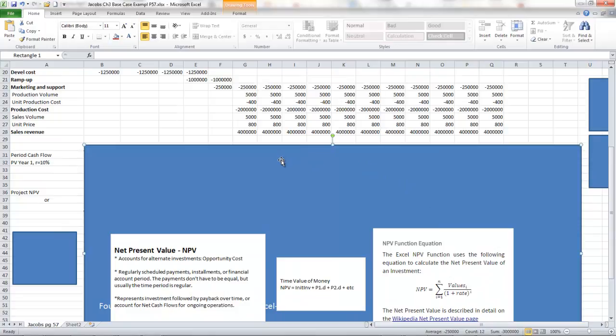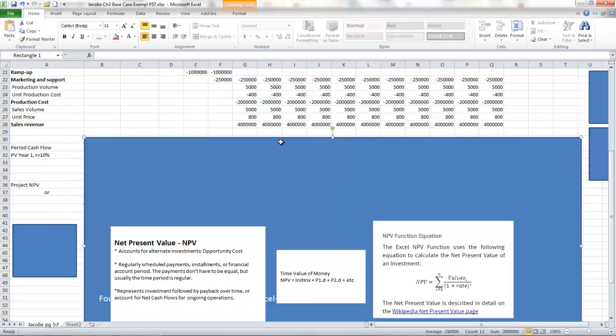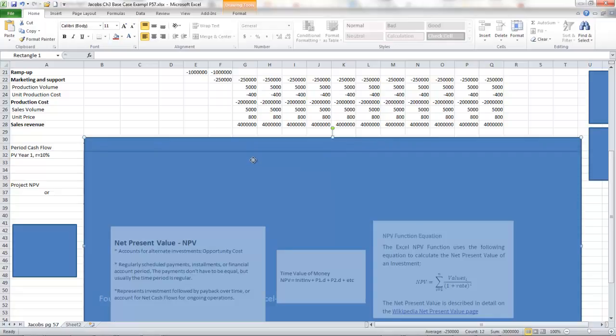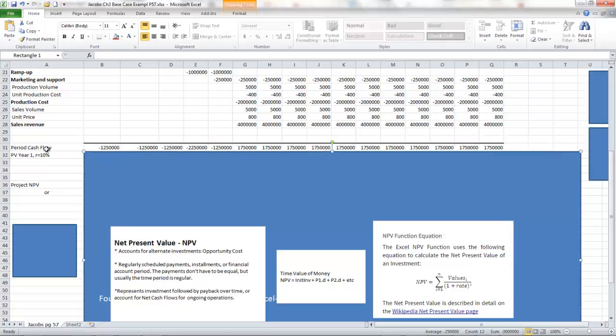Okay, so what we want to calculate is, if we come down to this equation here, for every net cash flow we have, we can discount it. Okay, so that's where we're going to go with this. Column by column, we're going to show the discounted value here. Okay, so to begin with, we do the period cash flow.